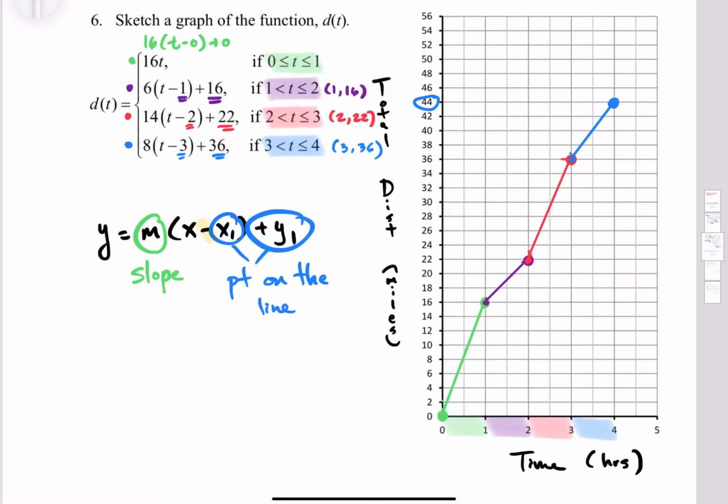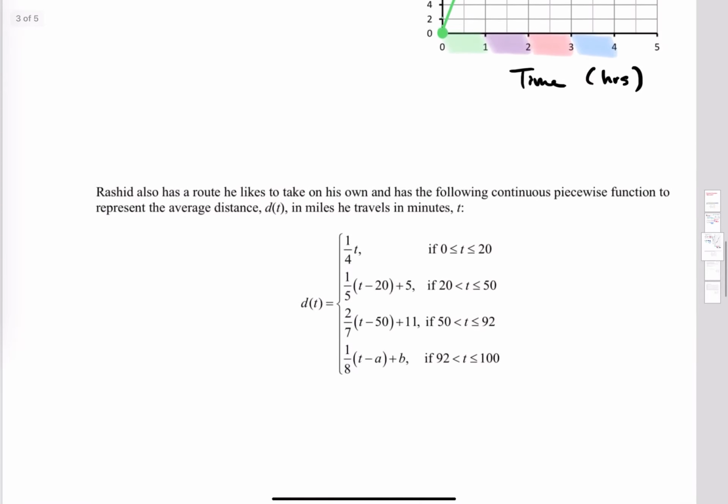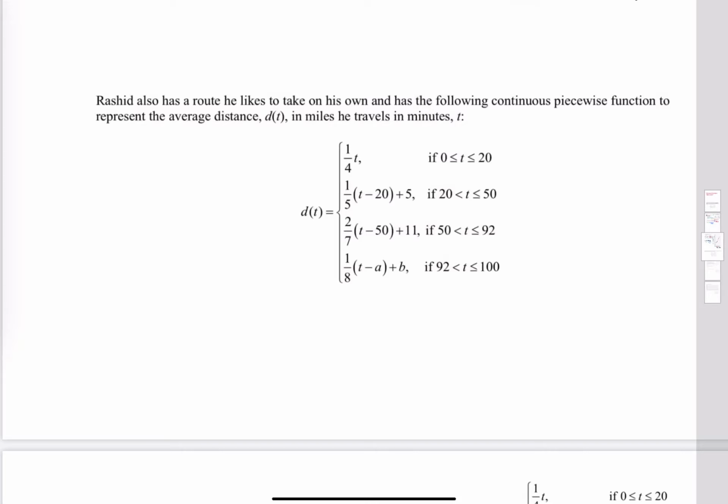All right, let's take a look at this next situation here. In this next situation, we still have our bike ride, but this time it's only Rasheed. Now, Rasheed also has a route that he likes to take on his own and has the following continuous piecewise function to represent the average distance in miles he travels in minutes. So this is slightly different because if we take a look at how we're measuring things, the distance, d of t, is still measured in miles, but this time the time is measured in minutes. So our time is in minutes.